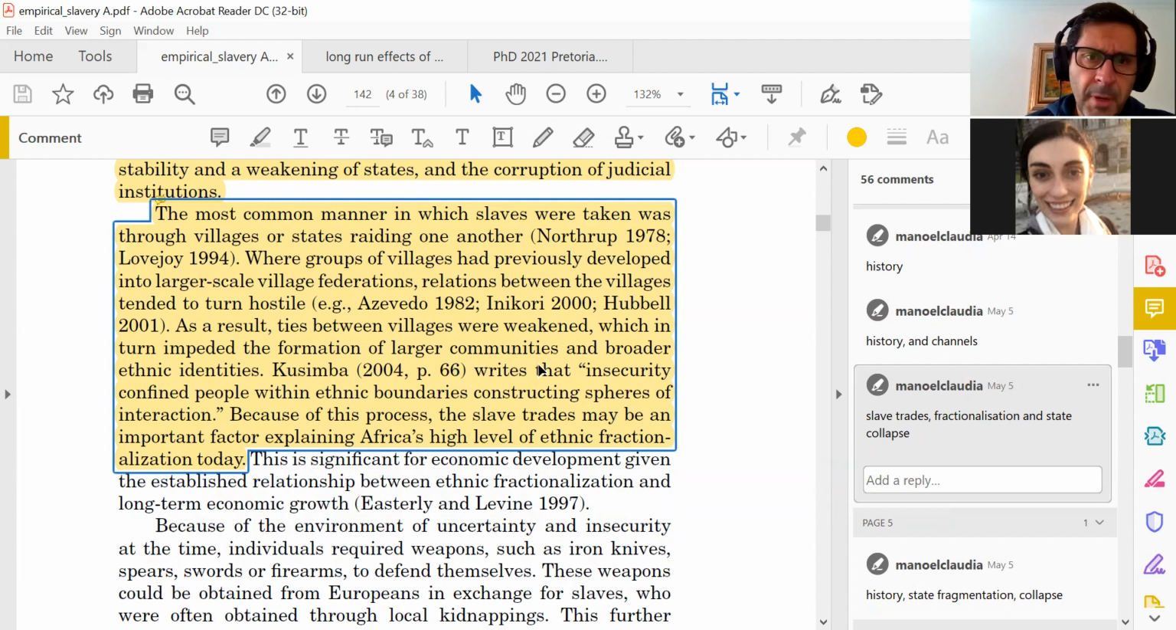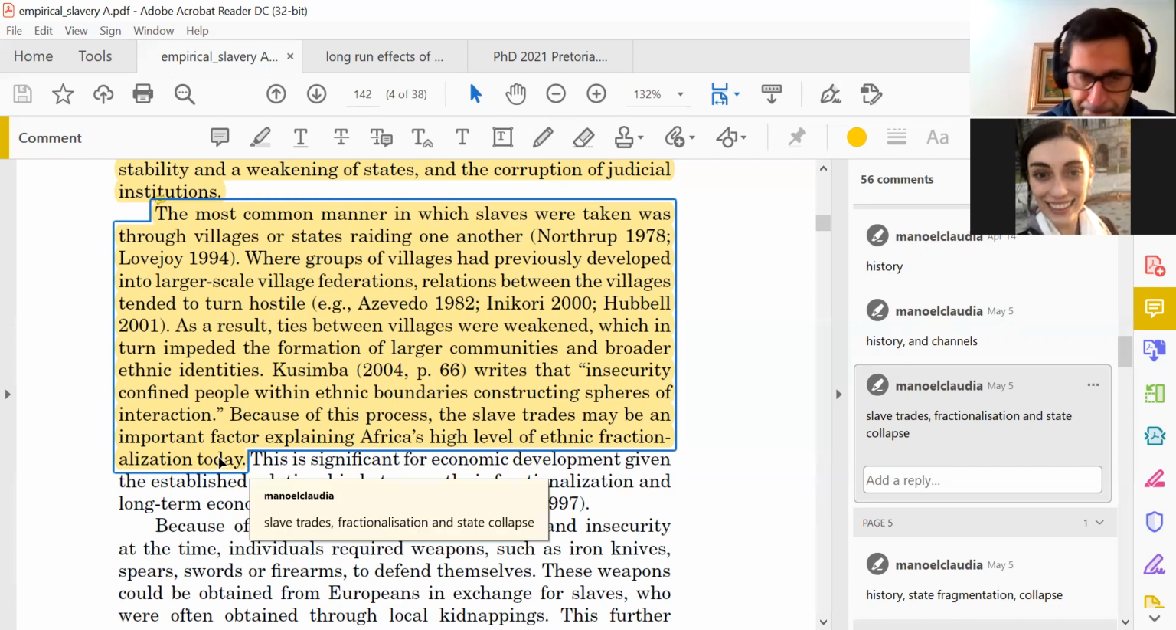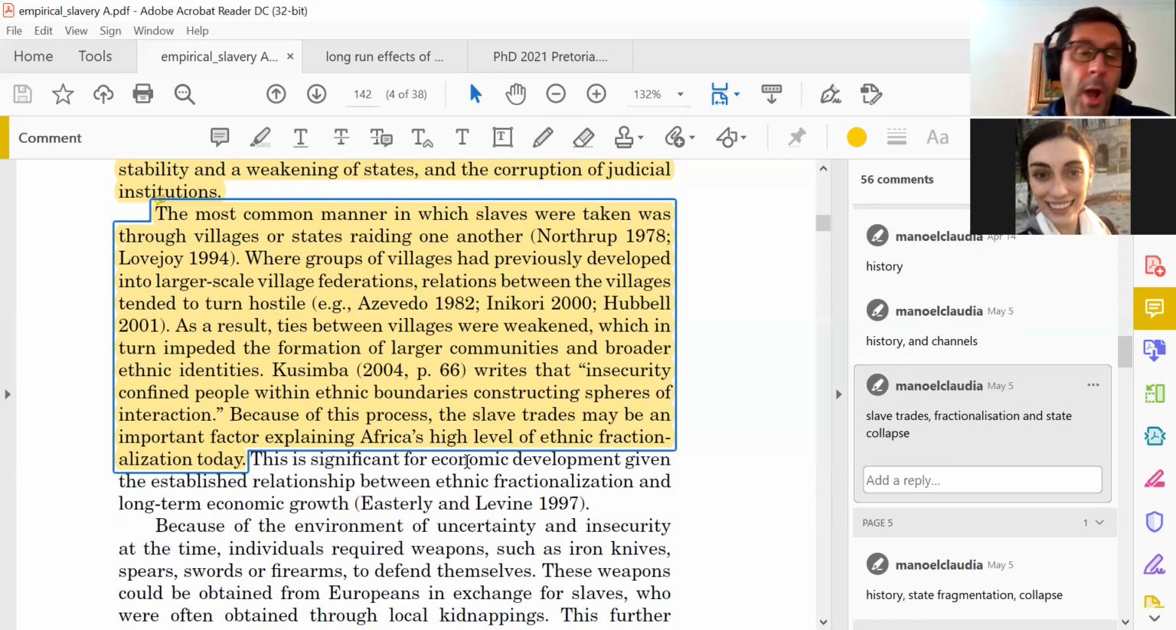And then Nunn writes that insecurity confined people within ethnic boundaries, constructing spheres of interaction, so very small boundaries. And because of this process, the slave trades may be an important factor explaining Africa's high level of ethnic fractionalization today. Okay. Or why this is still so salient in the African continent and not that salient anymore in Europe, for instance, or in Southeast Asia, right?